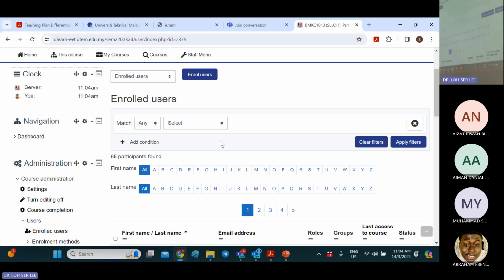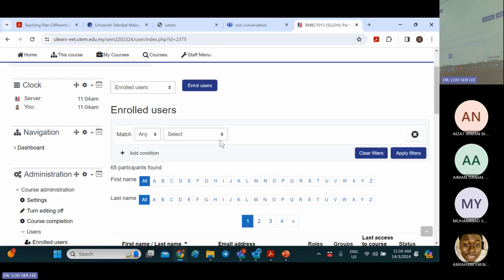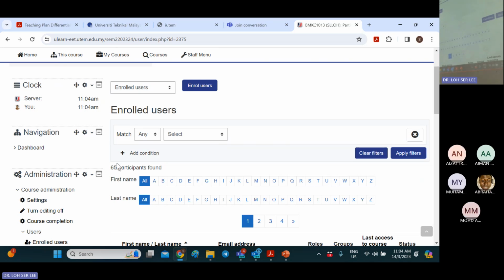Okay, have you guys enrolled into my ULearn course page? Yeah. Okay, because for section 1 and section 2, I have altogether 117 students. But here I see only 65. Okay, attendance, section 2. Any section 1 students?